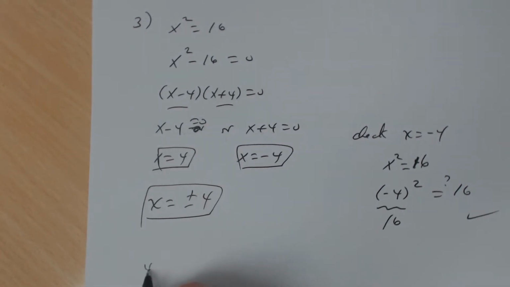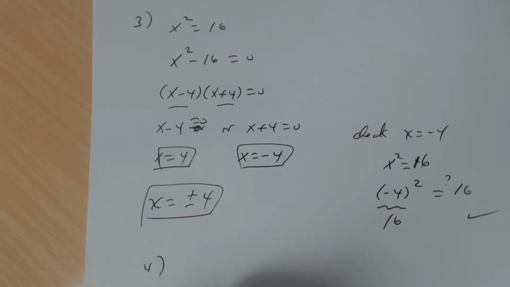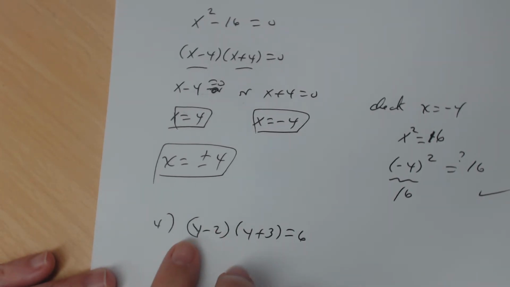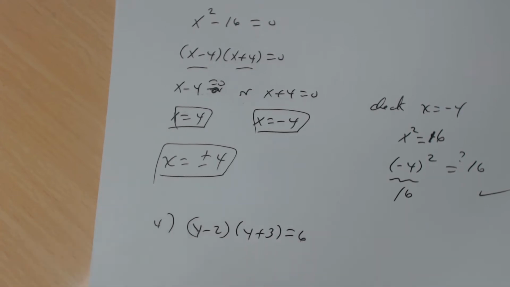Okay, so let's look at number 4. Suppose we had, let's see. All right, suppose we had this. Suppose we had y minus 2 times y plus 3 equal 6. Y minus 2 times y plus 3 equal 6. Okay, so if you're not careful, here's what's going to happen. You're going to remember the zero factor property. So you're going to say, all right, I have two factors whose product is 6.